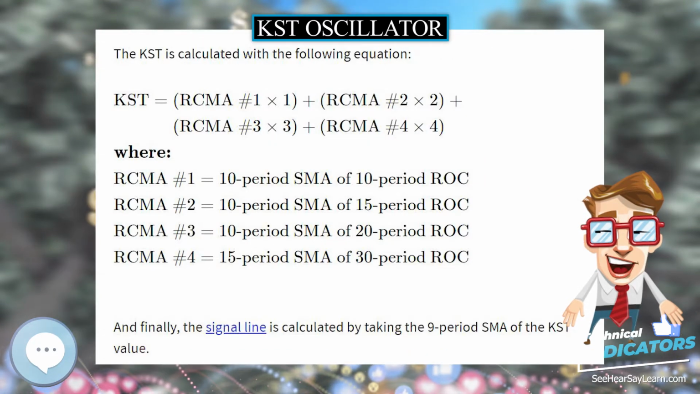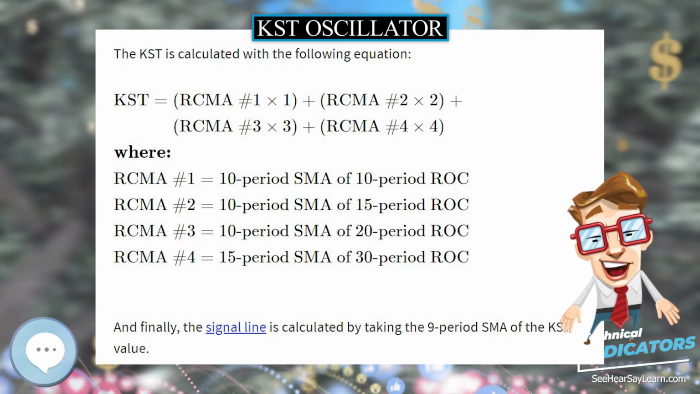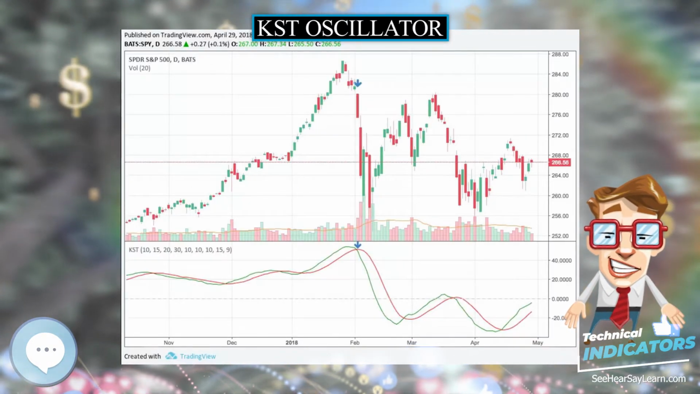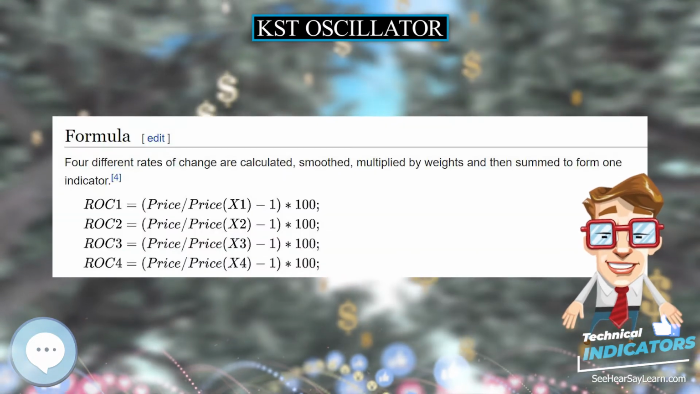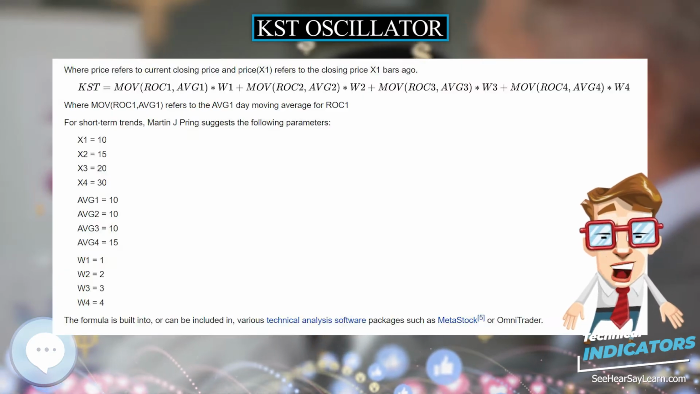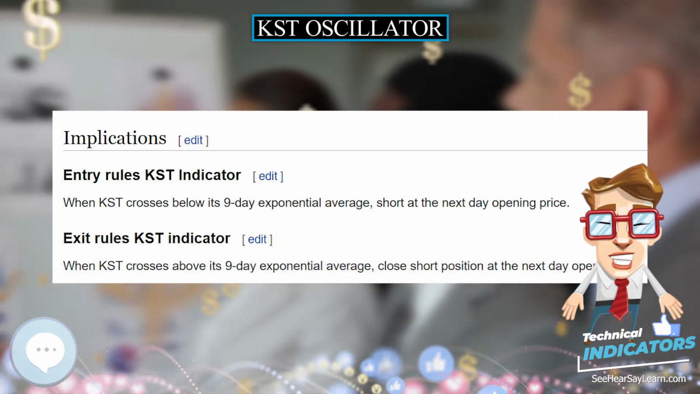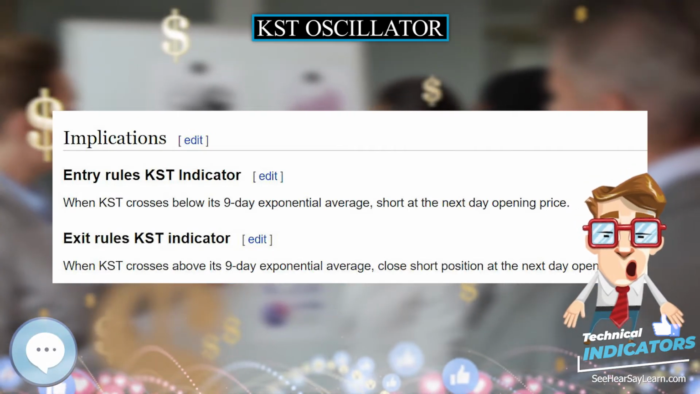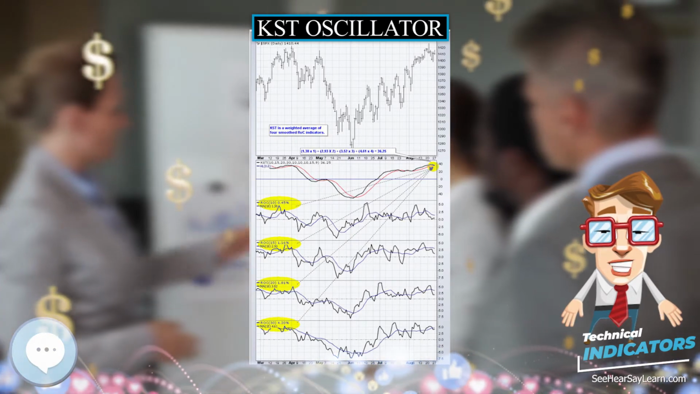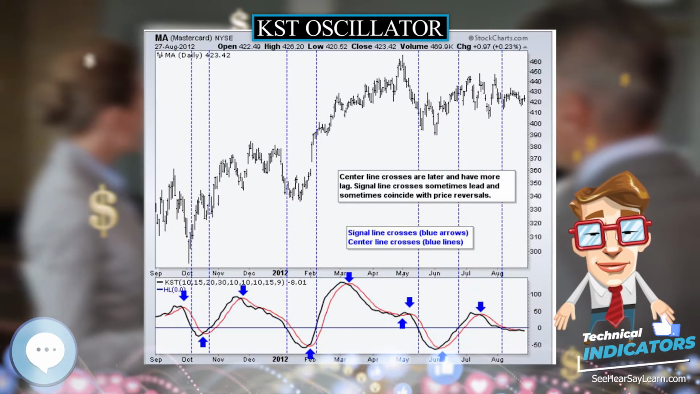ROC = rate of change = price / prev price - 1, where price refers to the current closing price and price x1 refers to the closing price x1 bars ago. Where move ROC1, AVG1, refers to the AVG 1-day moving average for ROC1. For short-term trends, Martin J. Pring suggests the following parameters. The formula is built into, or can be included in, various technical analysis software packages such as Metastock or OmniTrader.